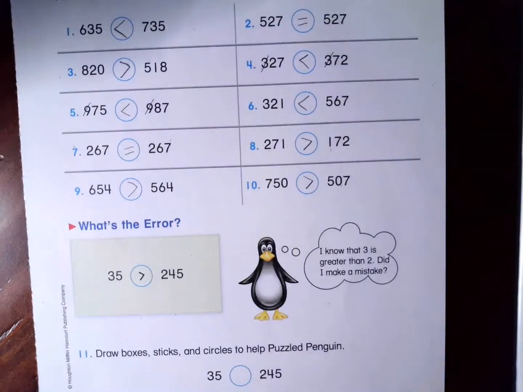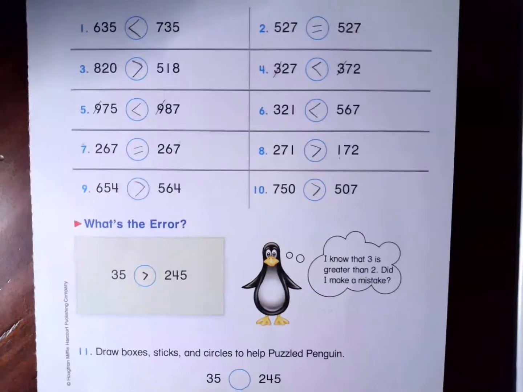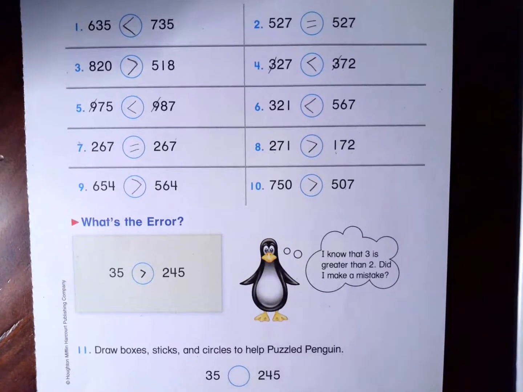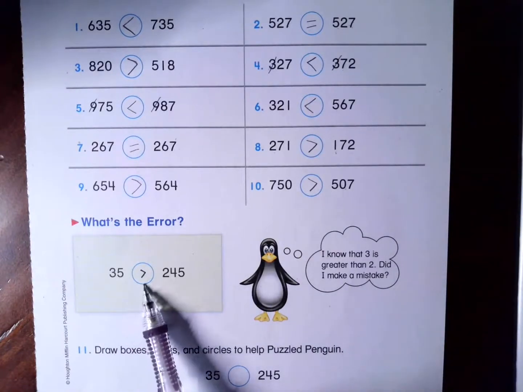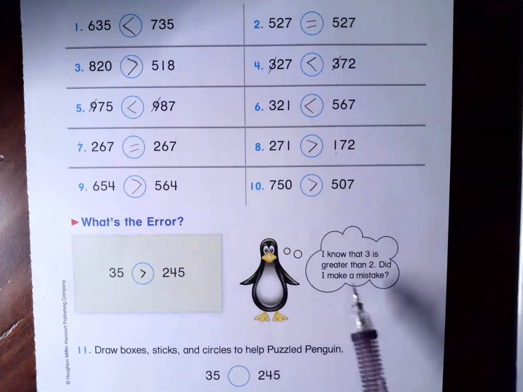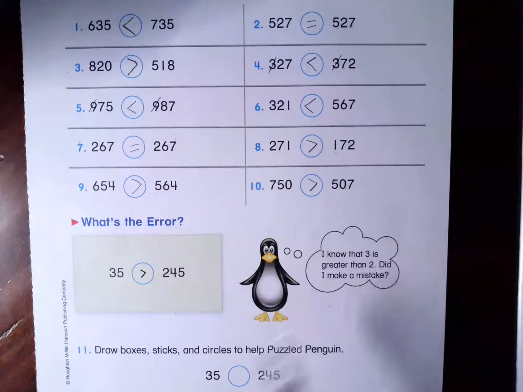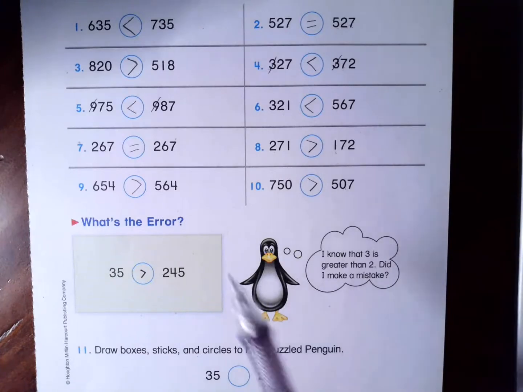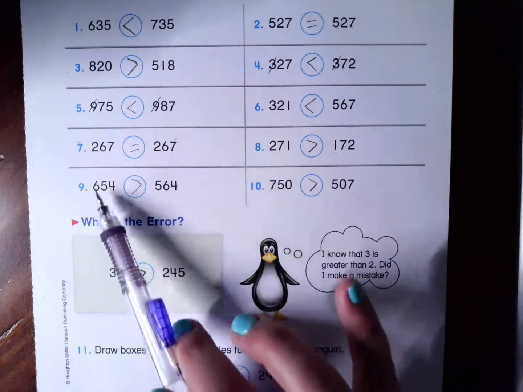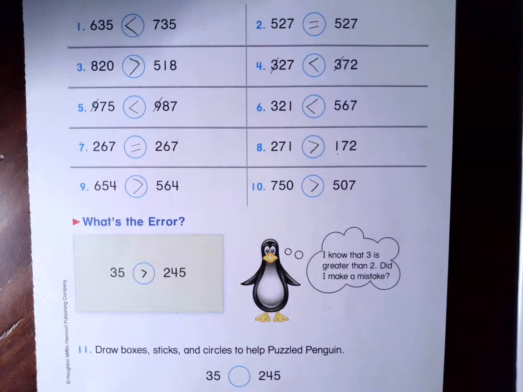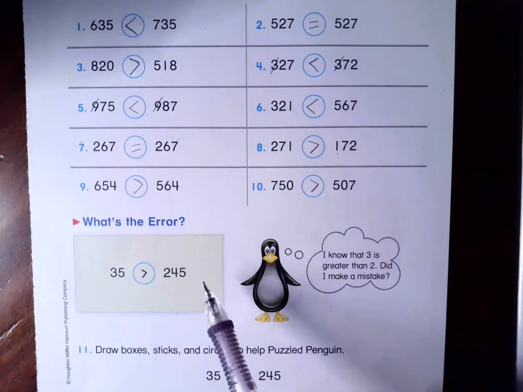All right. Mr. Puzzle Penguin has a problem. He says 35 is greater than 245. I know that 3 is greater than 2. Did I make a mistake? Well, remember when I told you that since they have the same number of digits, all you had to do was look at the first number. That's what Puzzle Penguin did.